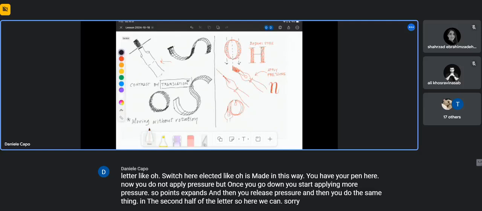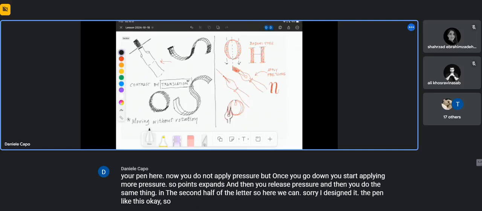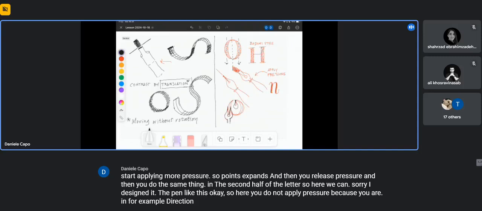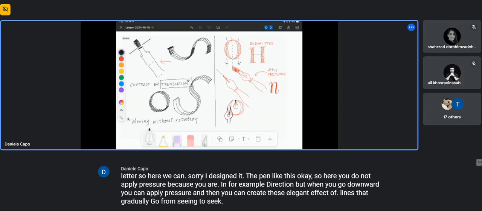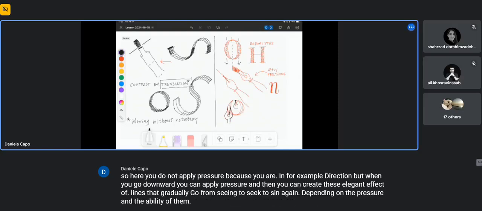I designed the pen like this, okay? So here you do not apply pressure because you are in a horizontal direction, but when you go downward, you can apply pressure, and then you can create this elegant effect of lines that gradually go from thin to thick to thin again, depending on the pressure and the ability of the writer.